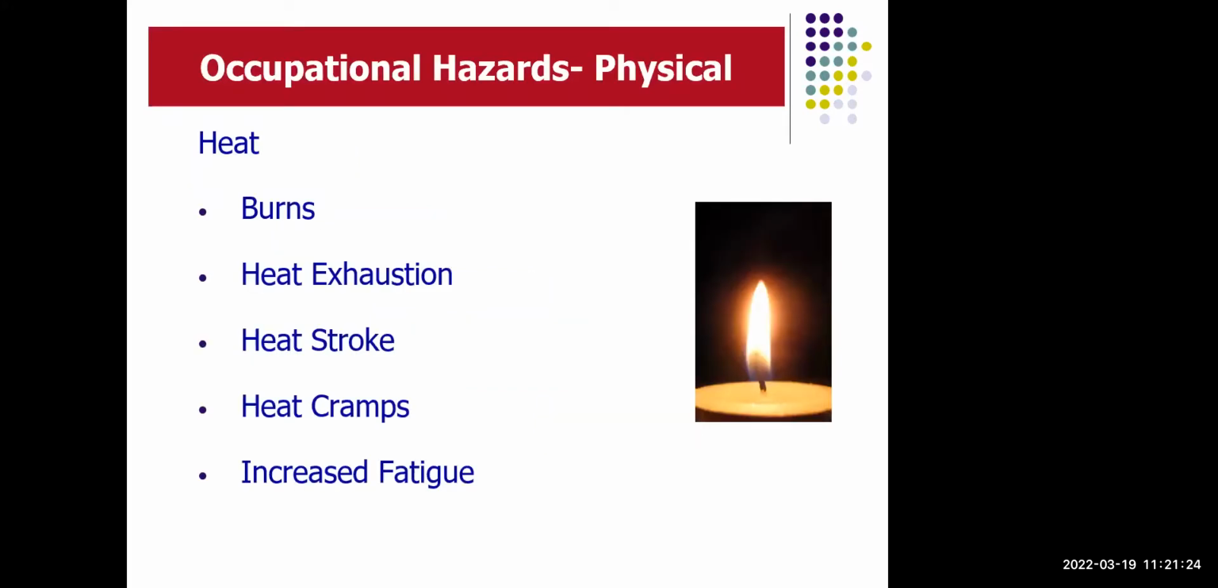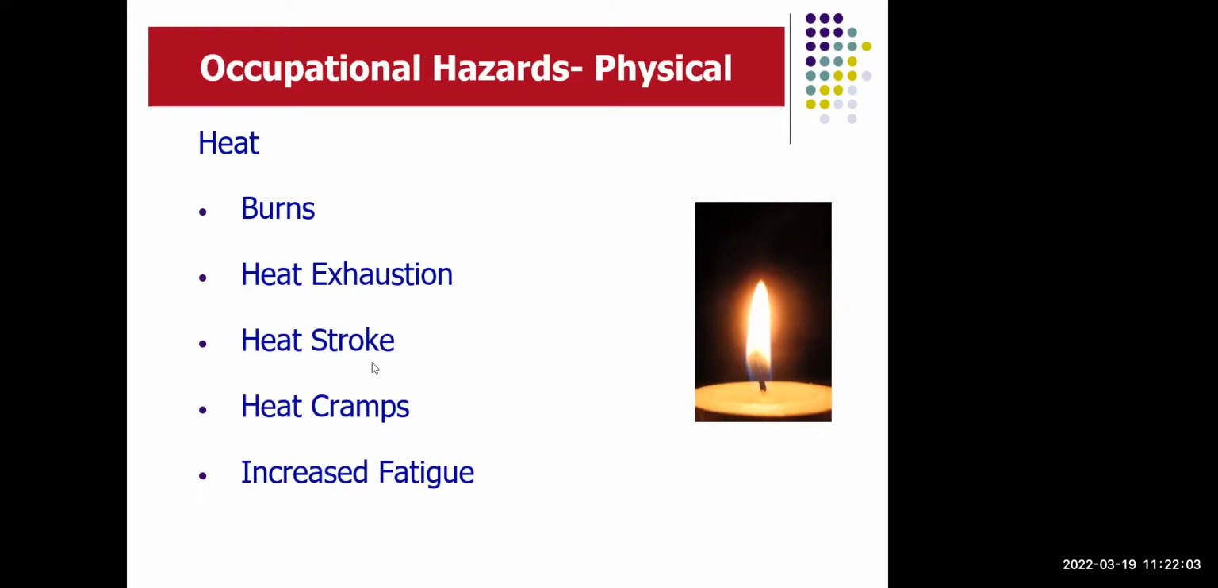Now before we have a look at each hazard, like heat. Now the heat wave is starting in India. Already the temperatures are soaring and we are sweating. So heat, if directly applied to the skin, may cause burns. It may cause heat exhaustion. Because 70% of your body is made of water. So when you are exposed to heat, you sweat. Not only do you lose water, you lose salts also. So when the level of water comes down, you feel exhausted. And when you lose salt, you get what are called heat cramps. And you will get increased fatigue also.